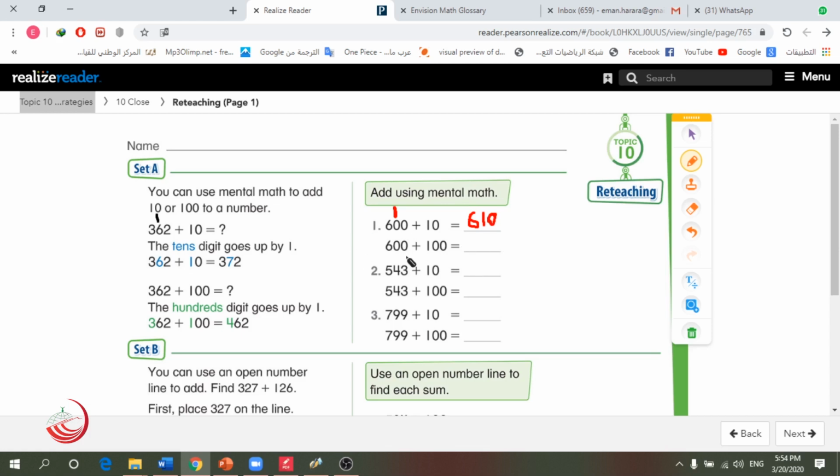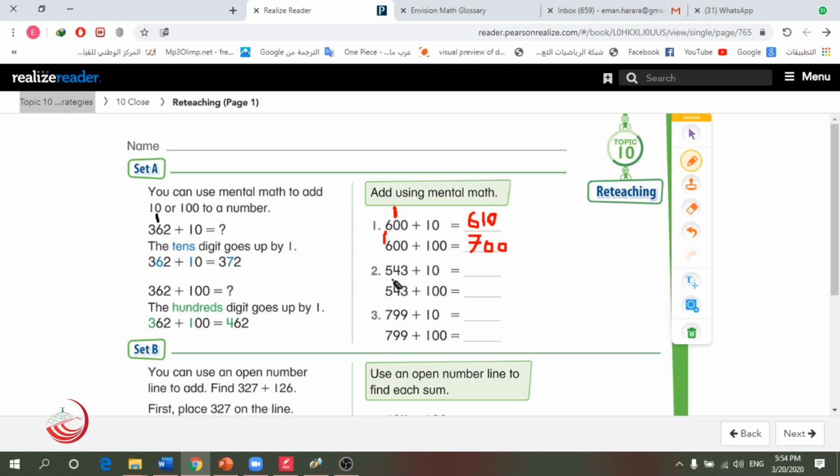Let's go to the next. The same problem, which is 600 plus 100. Now I will add to the hundreds only. So I will add to the hundreds 1. 1 plus 6, it will be 7. I will write here 7. Teacher, what about the zeros of the tens and the ones? They will stay the same, and I will write them here.